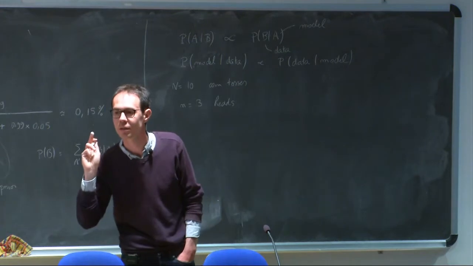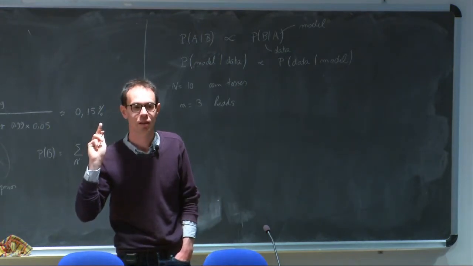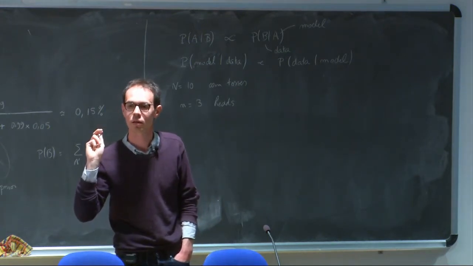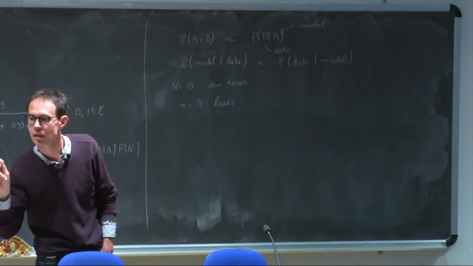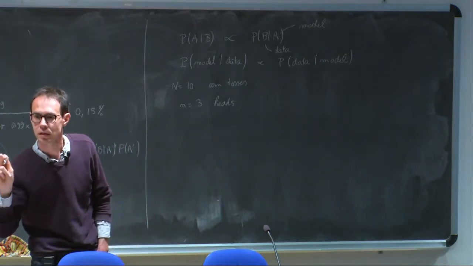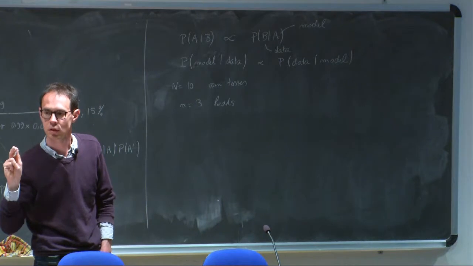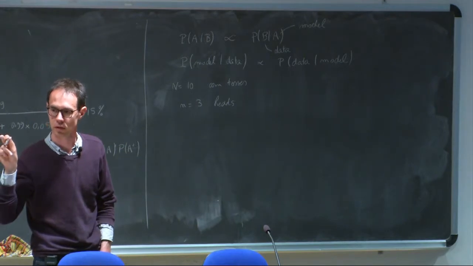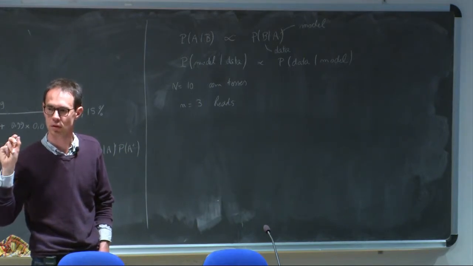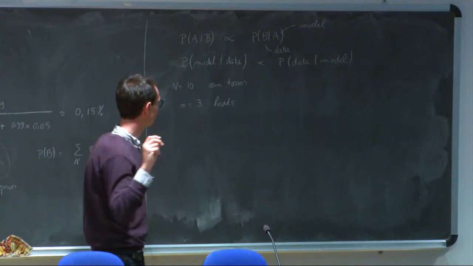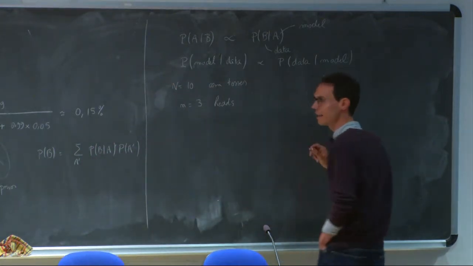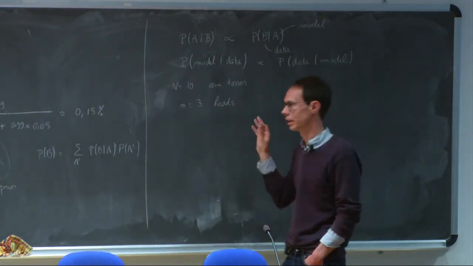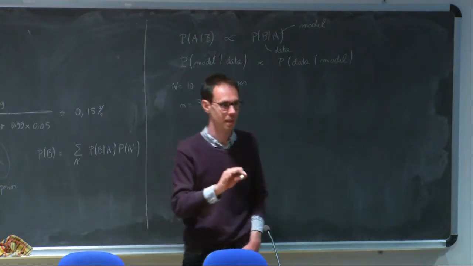Sorry, one at a time. 30%? What did you say? 10% chance. No, 10 combination. Oh, no, that's the number of possible combinations. Okay, right. We're getting there.